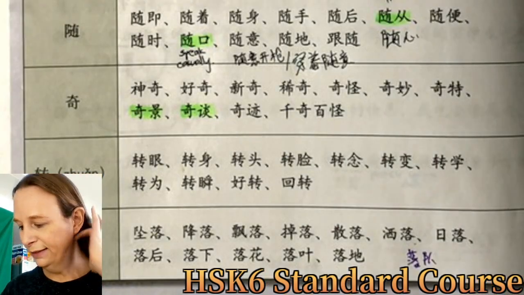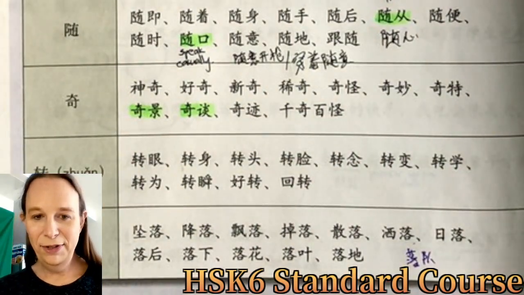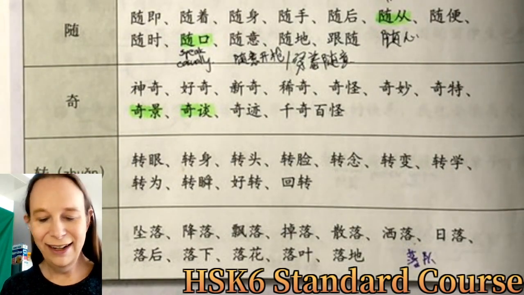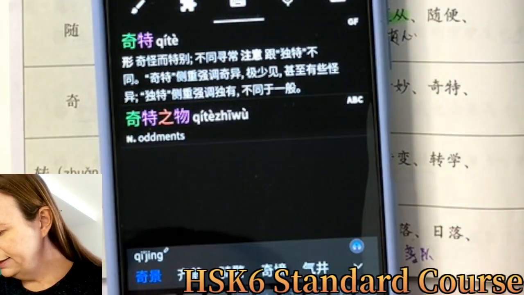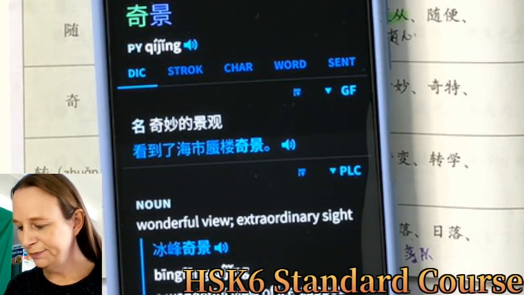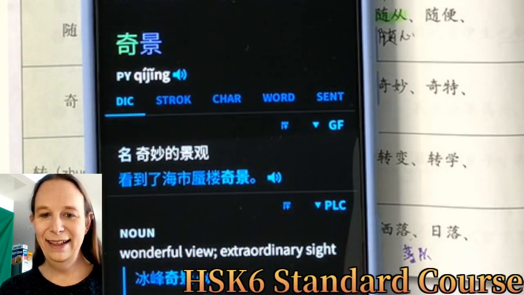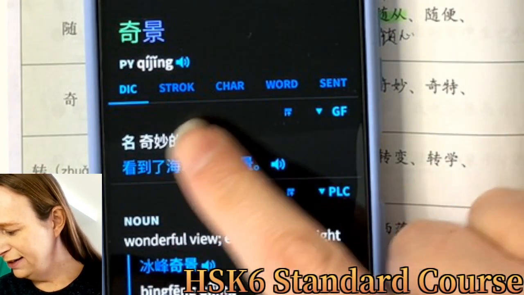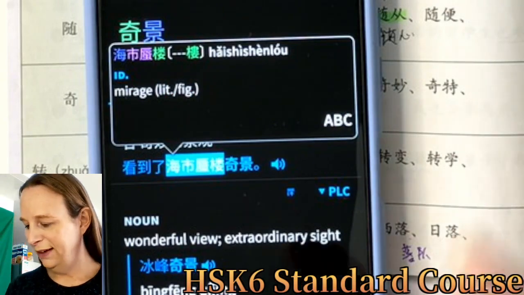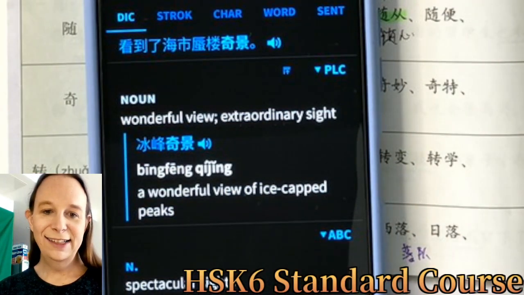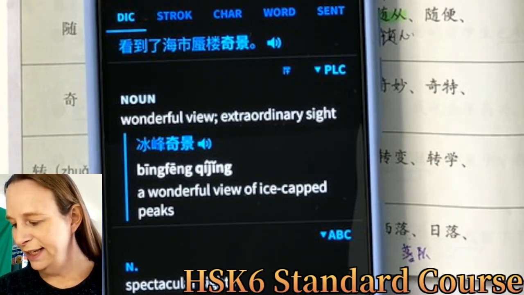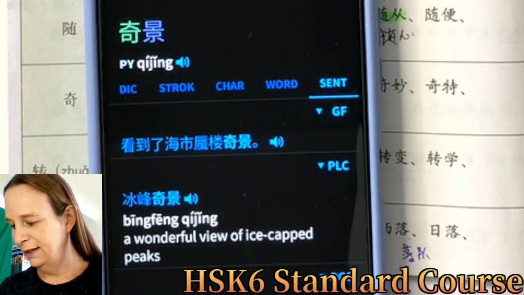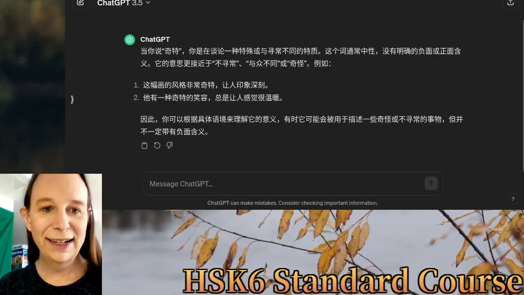All right, what's next? Okay, 奇景. So presumably it's like 奇特的风景, maybe. 奇景, 奇妙的景观. 奇 meaning wonderful, and 景 meaning view. Let's look at that one. 冰峰, 冰 is ice, 峰, peak of a mountain. 冰峰奇景. So a wonderful view of ice cap peaks. 冰峰奇景, 雪山奇景. I don't think that's a very common word actually.